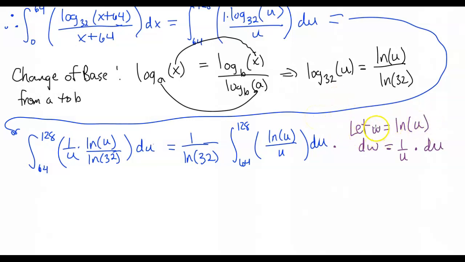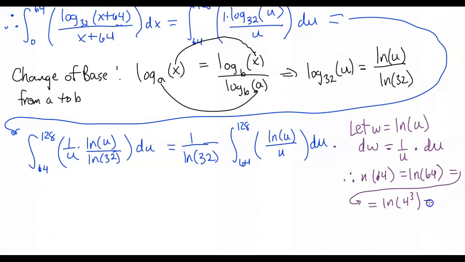So once that's done, since we now have this new variable W, we can translate our numbers that are in terms of U into W. So here, let's also look at this and say U of 64 is going to be the same as natural log of 64. And note here that 64 is just the same thing as 4 raised to the 3. So we could rewrite this as natural log of 4 raised to the 3, which would just be 3 times natural log of 4. Okay.